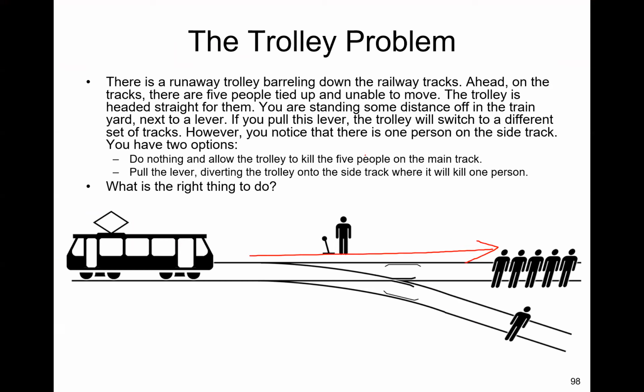You are standing some distance off in the train yard next to a lever. If you pull this lever, the trolley will switch to a different set of tracks. However, you notice that there's one person on the side track. You have two options: do nothing and allow the trolley to kill the 5 people on the main track, or pull the lever, diverting the trolley onto the side track, where it will kill one person. So what's the right thing to do?